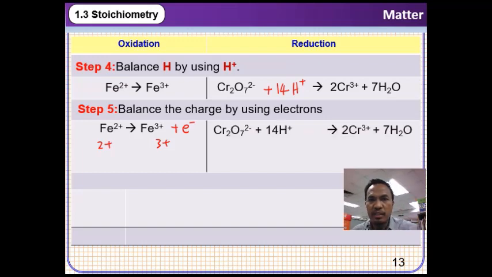For the reduction half equation, here the charge is 2 minus, here is 14 plus, so total here is 12 plus charge. And here is 6 plus, here is 0. So here is 6 plus, here is 12 plus, that means the left side contains less electron, so we add electrons to the side that contains less electron. You need 6 more electrons here. 6 electrons, I mean negative 6, and 12 positive, total is positive 6. So it balances the charge for the opposite side.